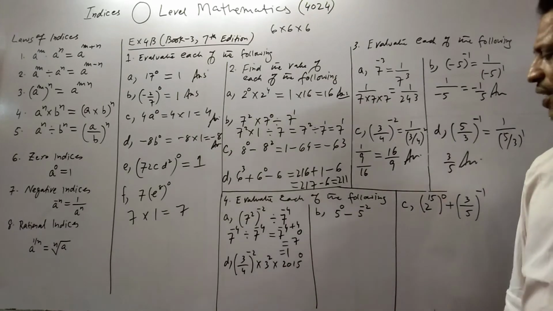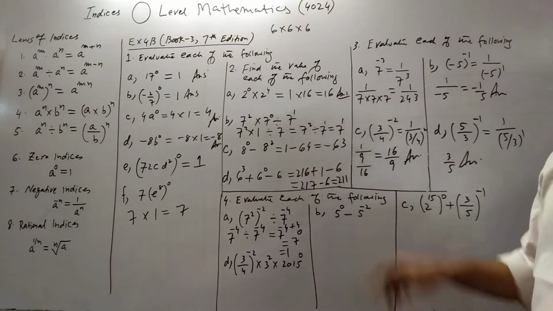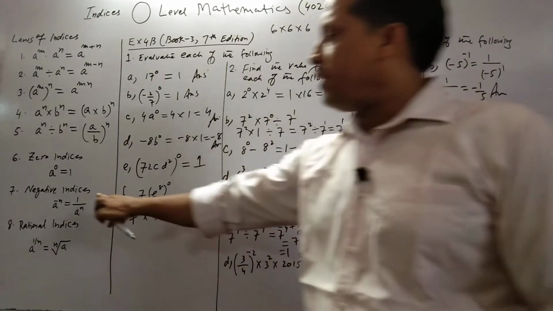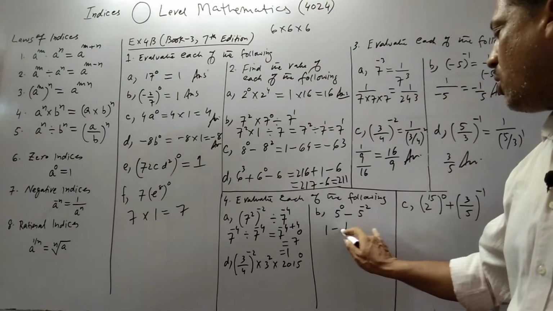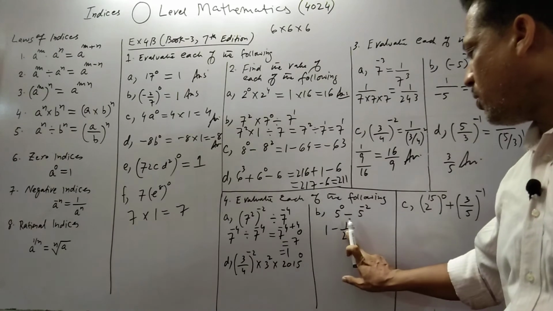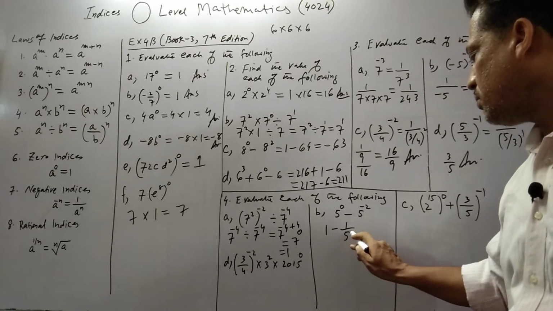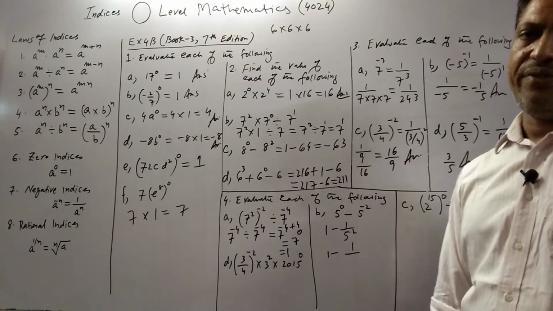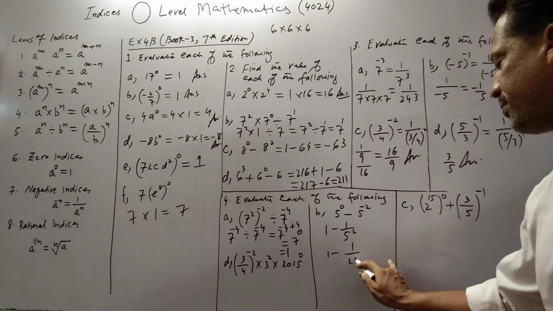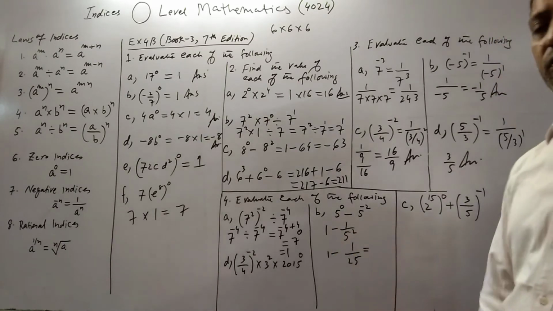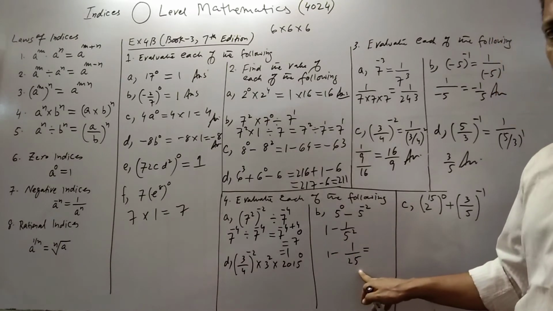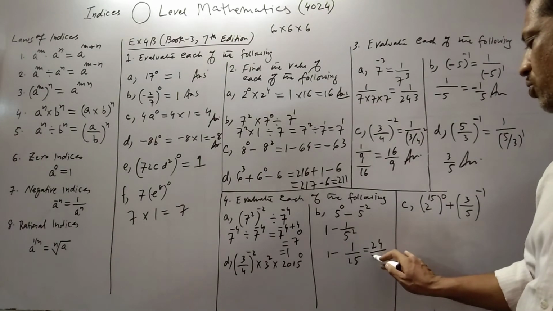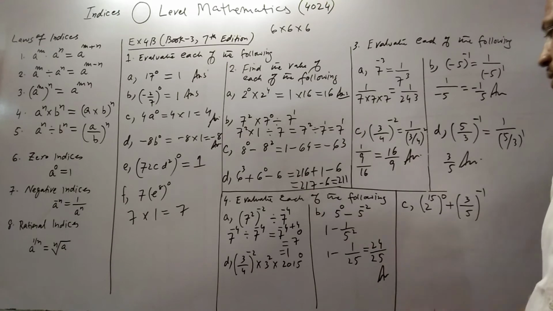See part B. 5 to the power 0 minus 5 to the power minus 2. 5 to the power 0 is 1, minus 5 to the power minus 2. Apply this law. This becomes 1 upon 5 square. 1 minus, 5 square is 5 into 5, 5 5s are 25. So 1 minus 1 upon 25 is, take the LCM 25. 25 1s are 25, 25 minus 1, 24 upon 25 is the answer.